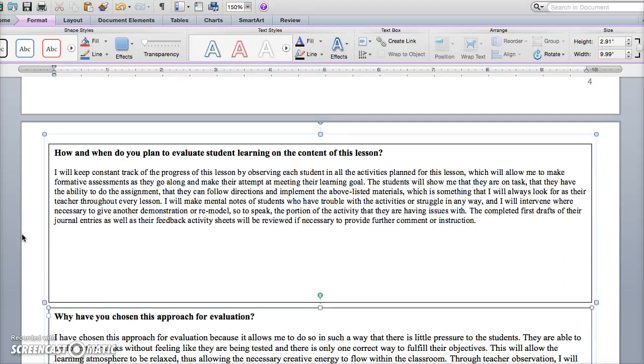Section 6, Evaluation. I will keep constant track of the progress of this lesson by observing each student in all the activities planned for this lesson, which will allow me to make formative assessments as they go along and make their attempt at meeting their new goal.